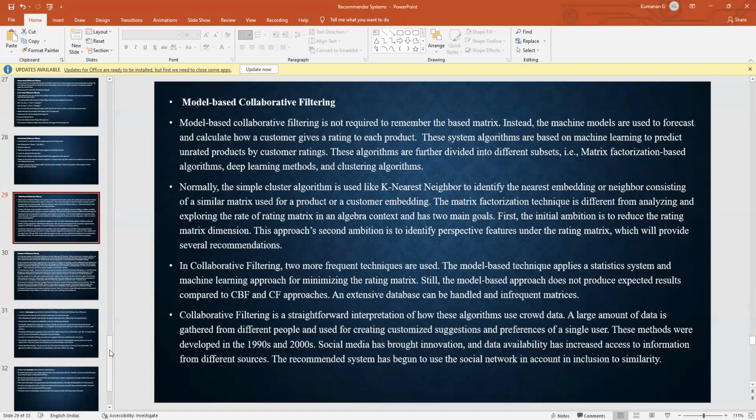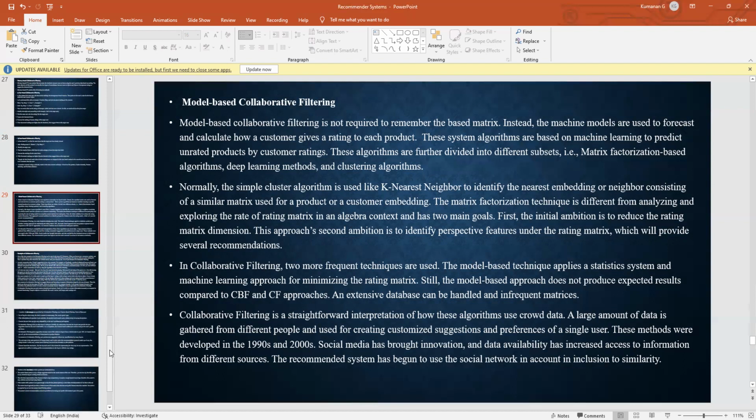The matrix factorization technique analyzes and explores the rating matrix in an algebra context, and it has two main goals. First, the initial ambition is to reduce the rating matrix dimension. The second ambition is to identify prospective features under the rating matrix, which will provide several recommendations.